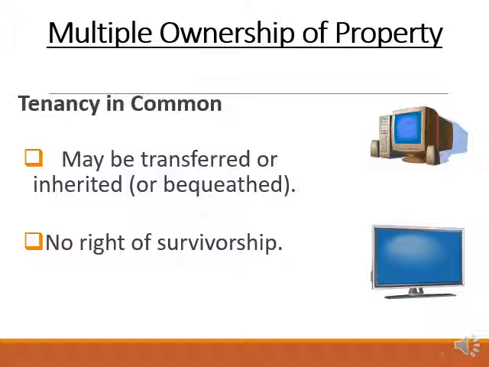A right of survivorship means that when one owner dies, the other owners get that person's interest in the property, not the heirs or relatives of the person who dies. But with the tenancy in common, there's no right of survivorship. So at death, the ownership of the property goes to the heirs or relatives of the individual who dies.